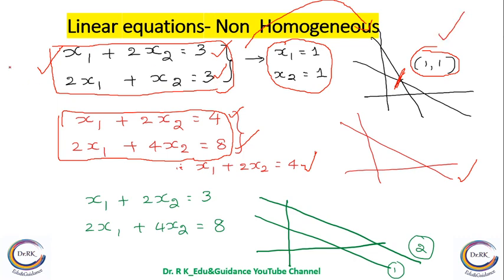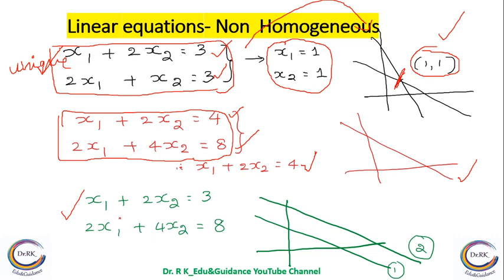Therefore, the first is called a unique solution. And the second one, how many are there? More than one, so infinitely many solutions, or more than one solution. And the third case, if we take x1 plus 2x2 equal to 3, 2x1 plus 4x2 equal to 8.